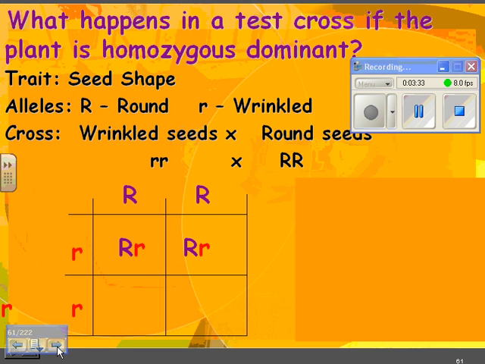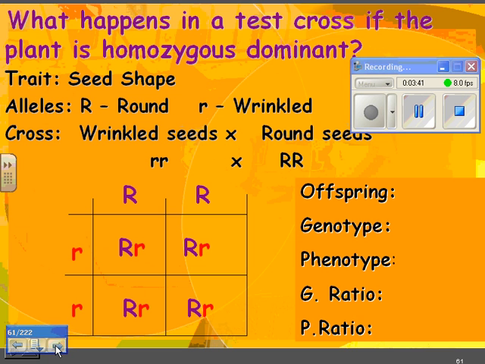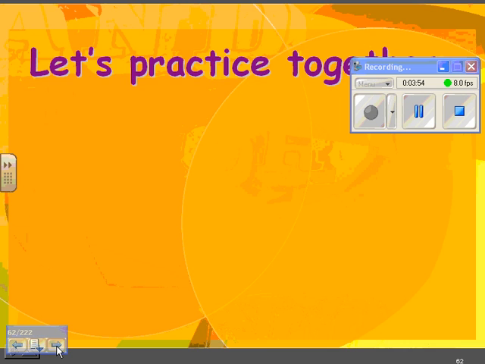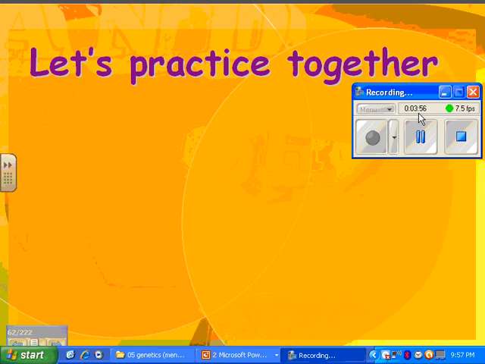And so you'll see that 100% of the babies are big R, little r. That means all of them are smooth. So the genotype, they are all big R, little r. They're all round, and they're all alike. Okay, and that's it for test crosses.